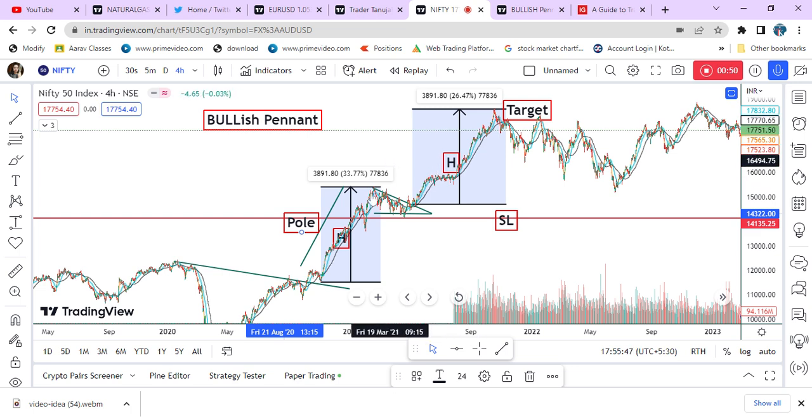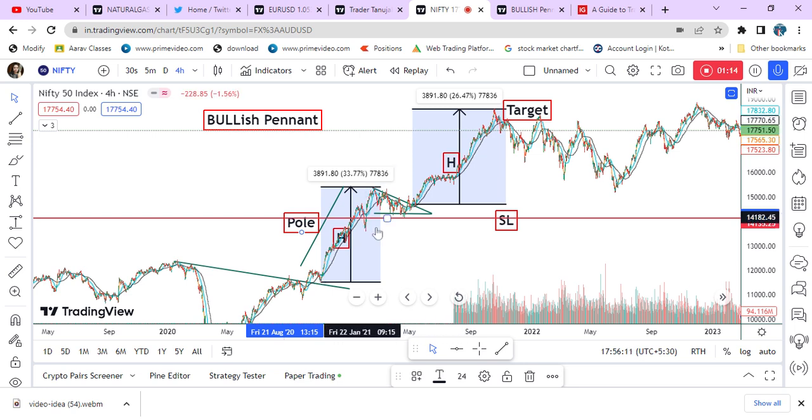So what is the target? Measure the length of the breakout and consolidation. This will be considered a pole. Whatever length we got here, the same length we can expect after the breakout. So I am considering it as H.